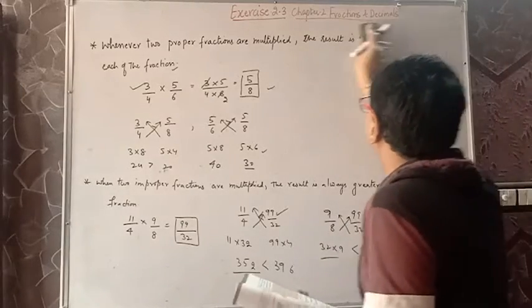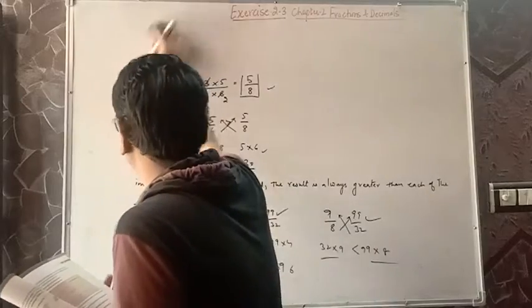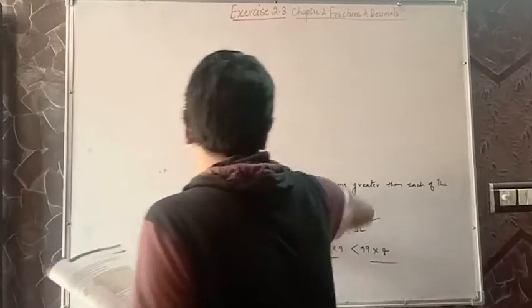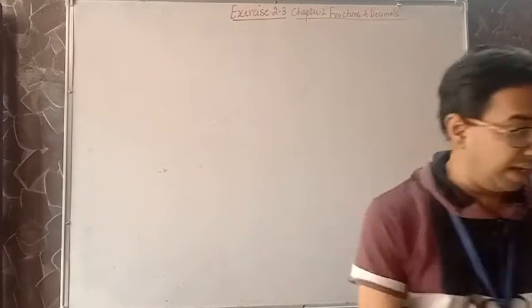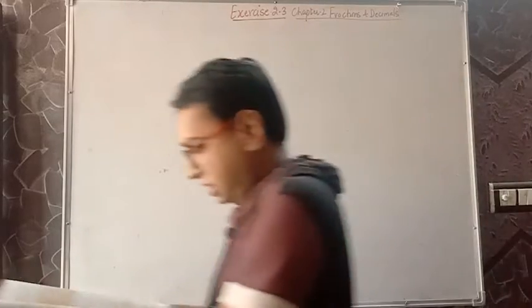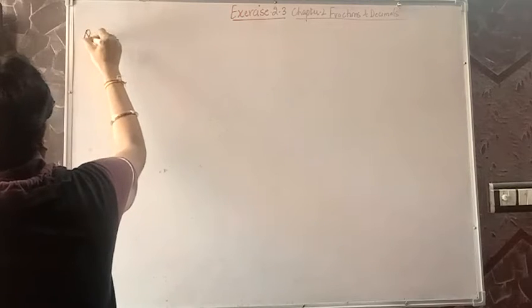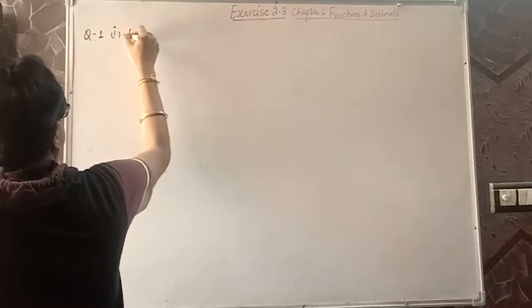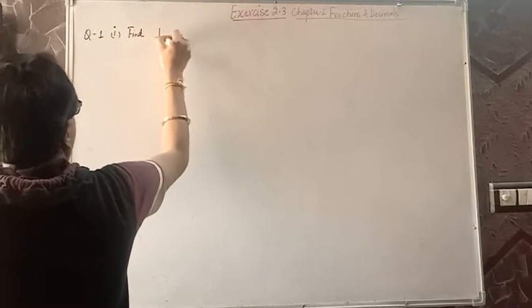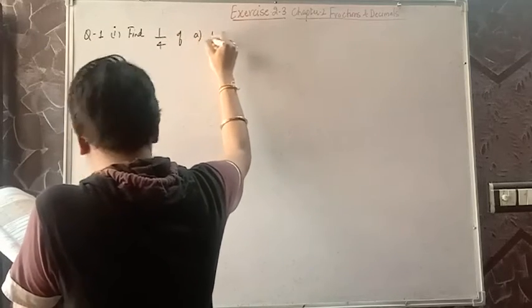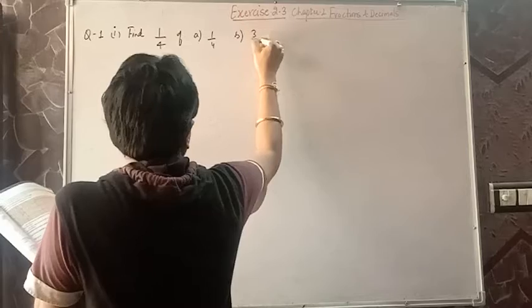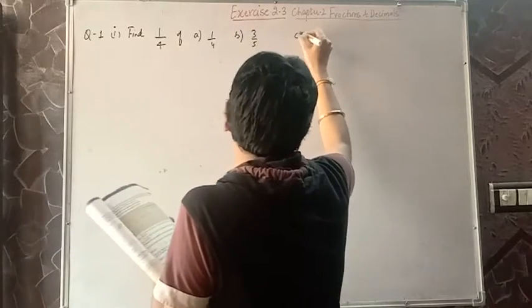Exercise 2.3, where we'll be multiplying type 2. Type 2 means multiplication of fractions. Clear? First question, again very easy. Question number 1, find 1 by 4 of: A part, 1 by 4; B part, 3 by 5; C part, 4 by 3.